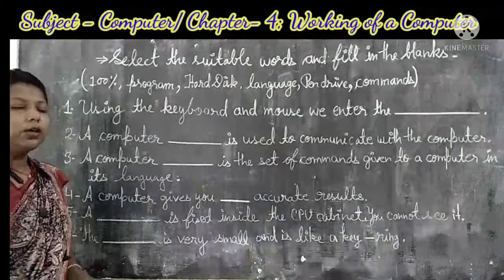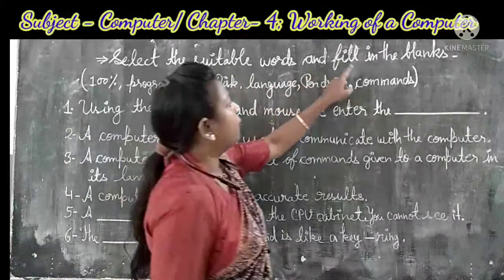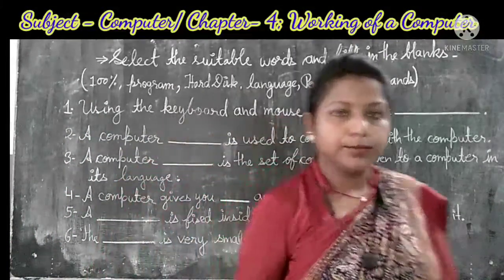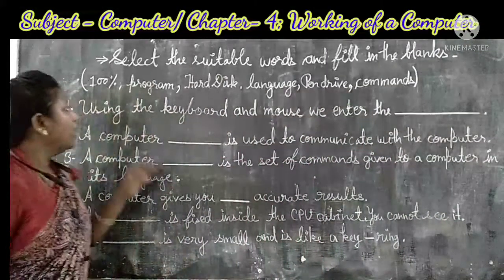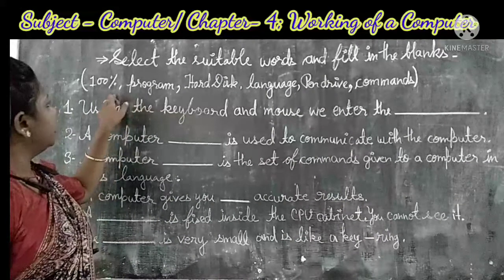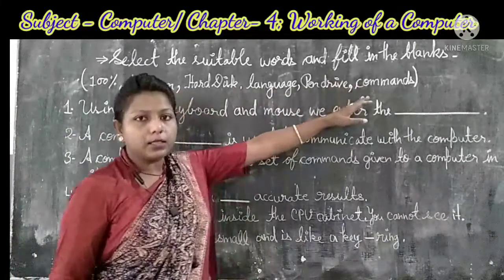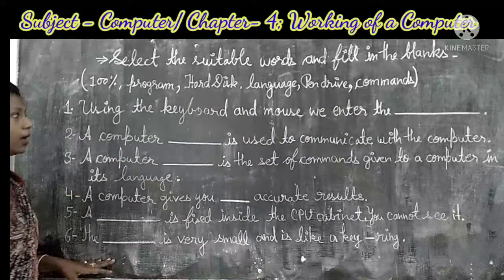Okay students, now your third question is select the suitable words and fill in the blanks. These are your options: 100%, program, hard disk, language, pen drive, and commands. And your lines are only 6.